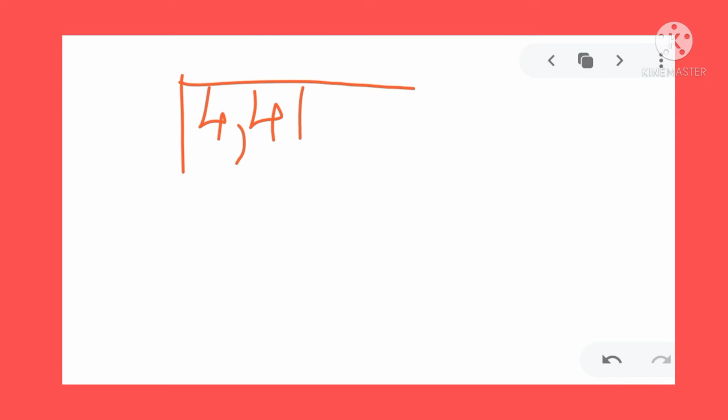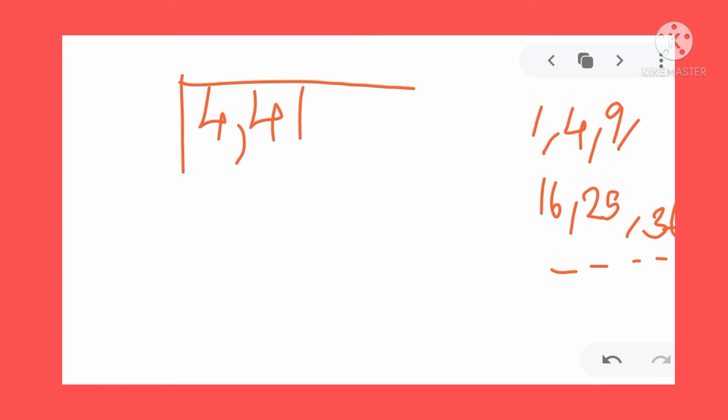Another one, 441. First we make it into groups. Then we want to know the square numbers 1, 4, 9, 16, 25, 36, etc. Here 4 is the square number. So we write 2 here, that 2 should be here. Then 2 into 2, 4. After subtracting we will get 0.